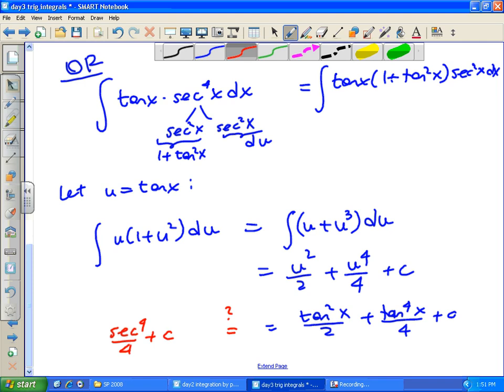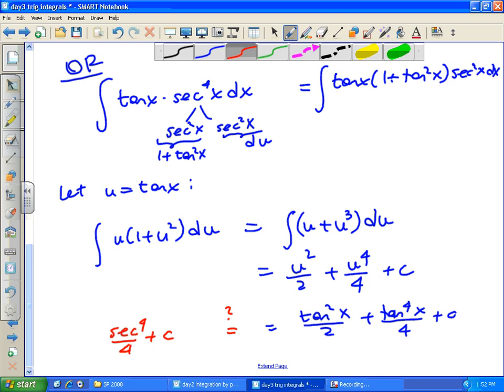One is secant to the 4 over 4. The other one has tangents in it. And yet, I'm claiming that they are the same, and you're going to get full credit if you do one or the other. How could we possibly see that these are really the same things? Yes, Tim? You mean write tangent square as secant square minus 1? In other words, there is a relationship between tangents and secant square.